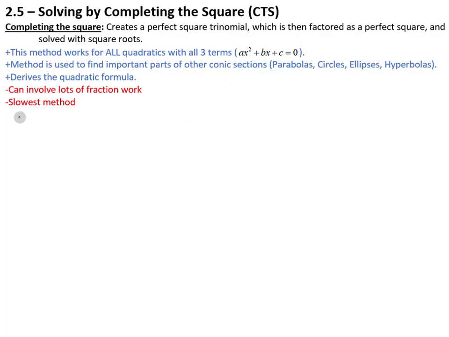Okay, the downside is this is or can be one of the slowest methods. Quadratic formula and or completing the square are probably the two slowest methods. Sometimes one's better than the other. It just depends on some of our cases.